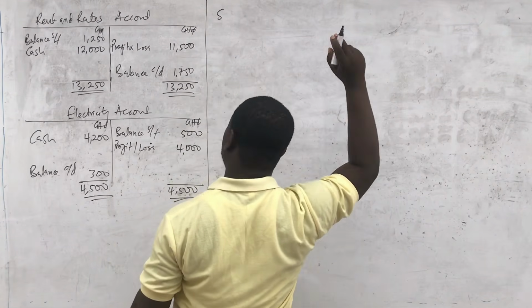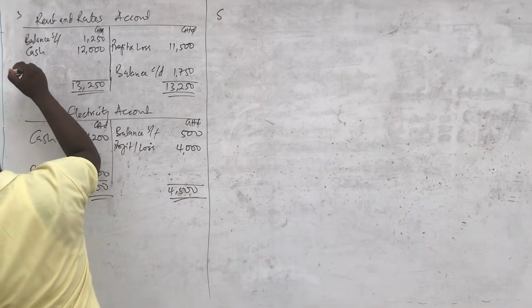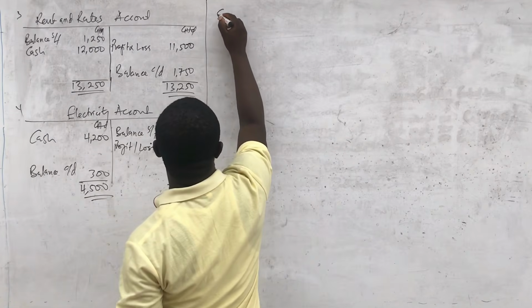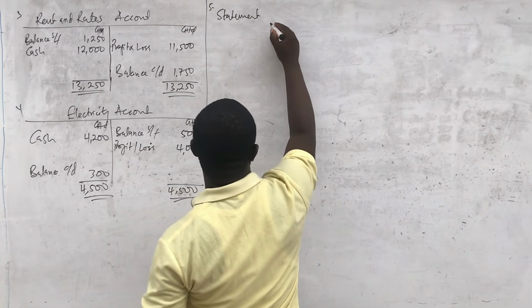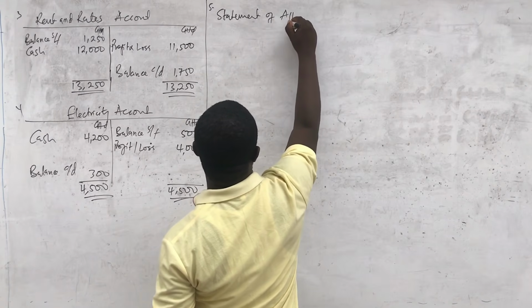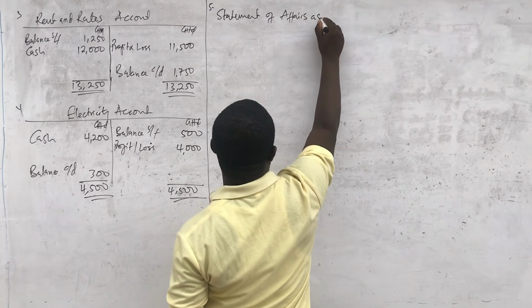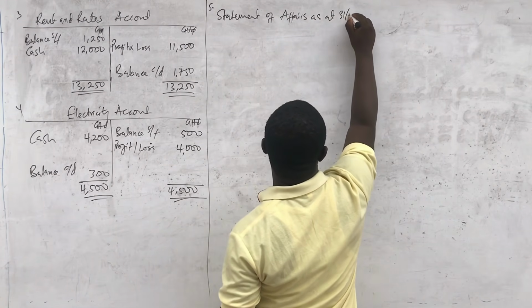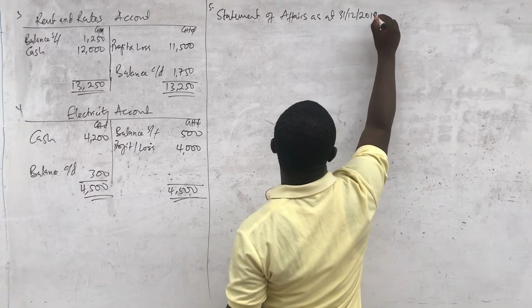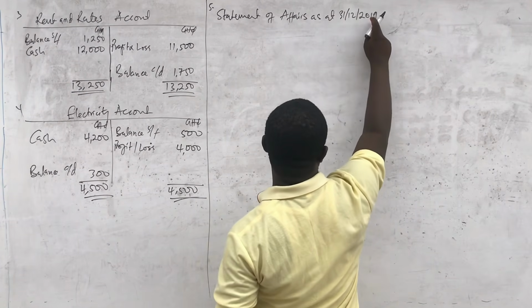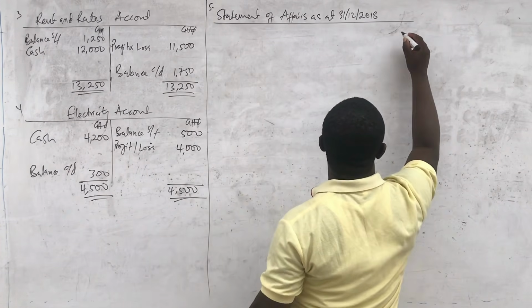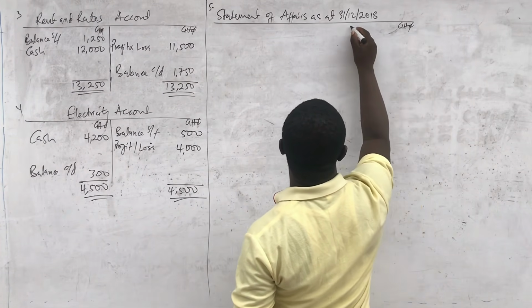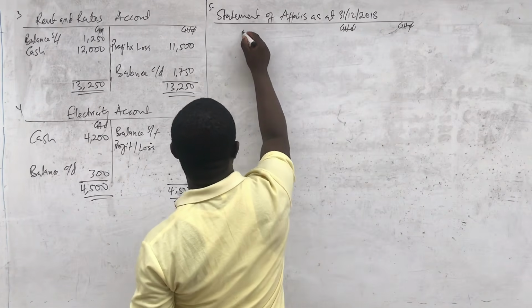So the first 2 working 1 and 2, this is working 3, this is working 4. So let me call this working 5. So statement, these are all workings anyway. Statement of affairs as at 31st March 2019. Sorry, it's the opening statement of affairs, so 2018. So we'll put our currency sign and then we'll begin with our assets.